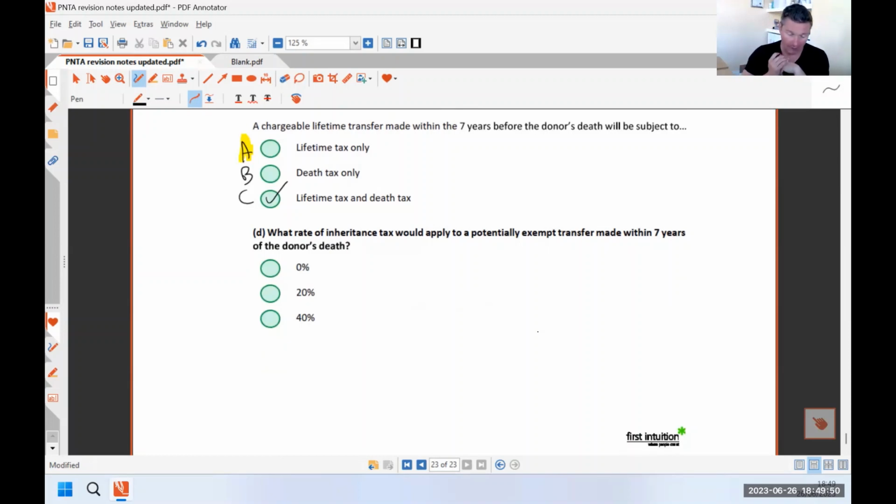Lastly, what rate of inheritance tax would apply to a potentially exempt transfer made within 7 years of the donor's death? Well, the answer to this in our notes is 40%. However, if you've been particularly pedantic, why might you argue, like Marta says, could it also be 0%?